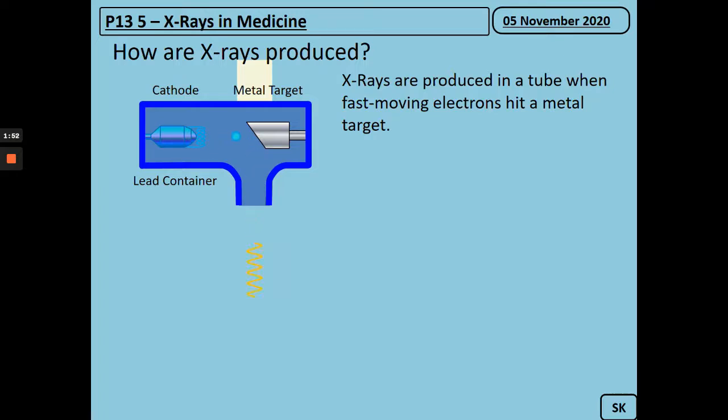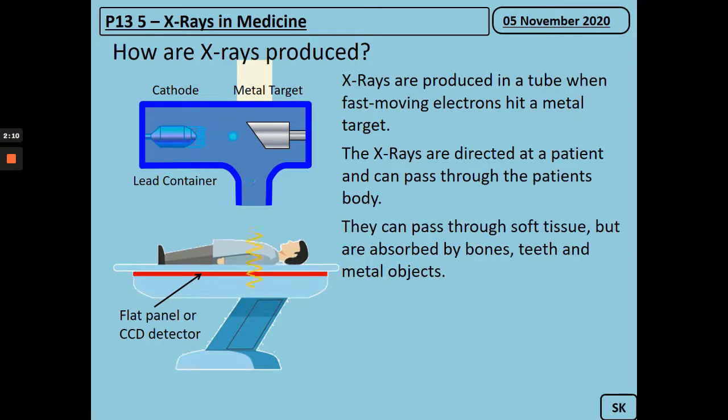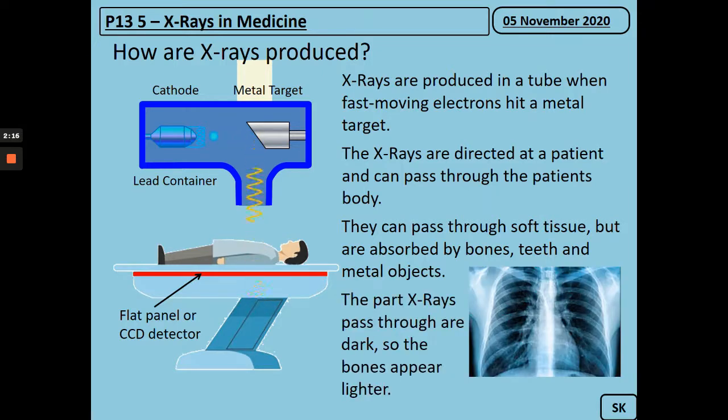So how are they produced? This is just a bit of recap from last lesson. X-rays are produced in a tube when fast-moving electrons hit a metal target. X-rays are then directed at a patient and can pass through the patient's body. They can pass through soft tissue but are absorbed by bones, teeth and metal objects. The parts the X-rays pass through are dark, and the bones appear lighter because that's where the X-ray is absorbed. So obviously they're going to aim the X-ray at the area of the body that they think may have potential damage to it.